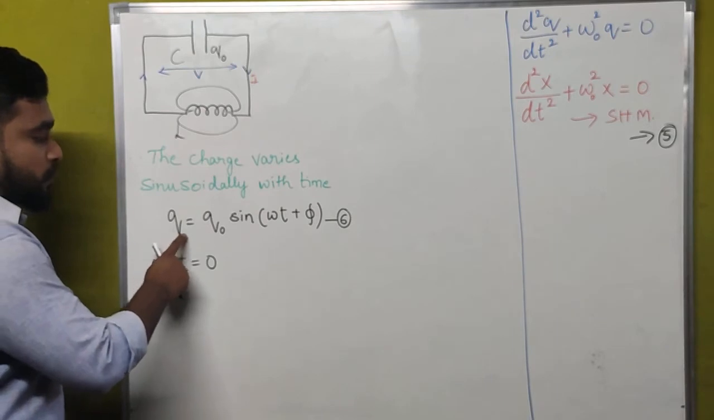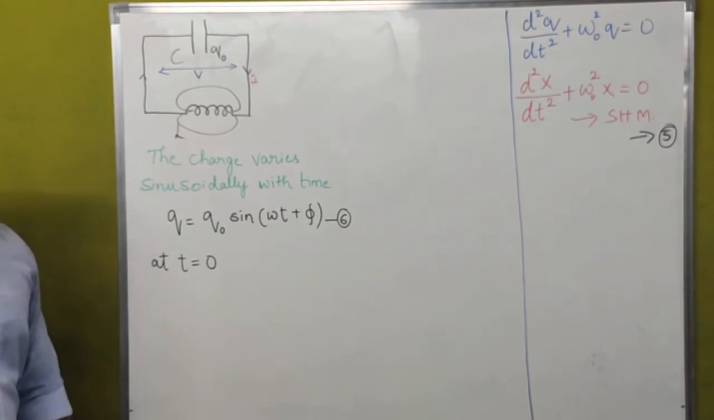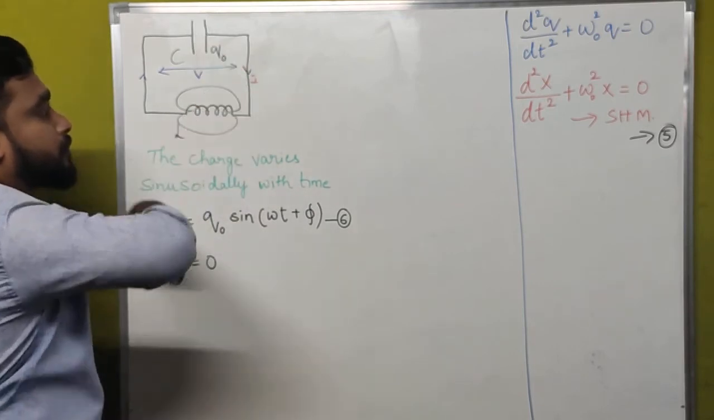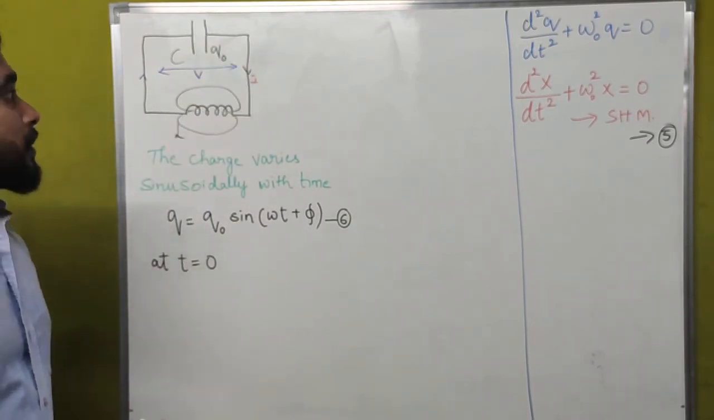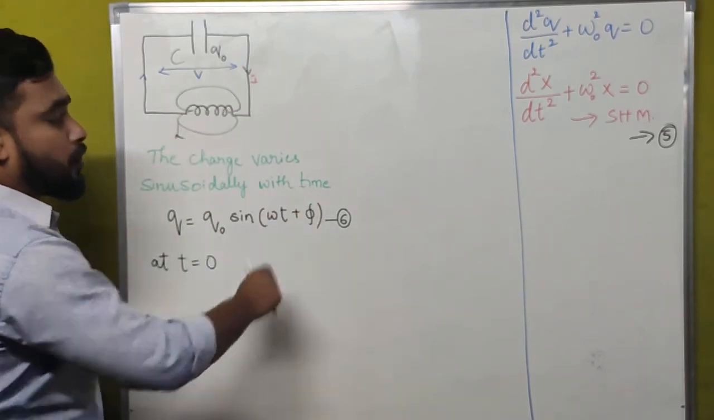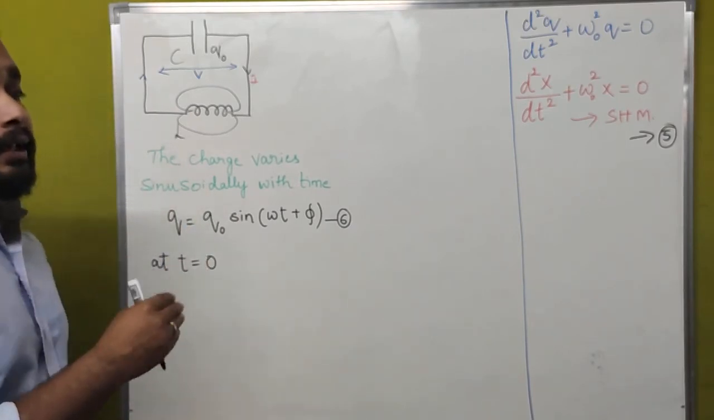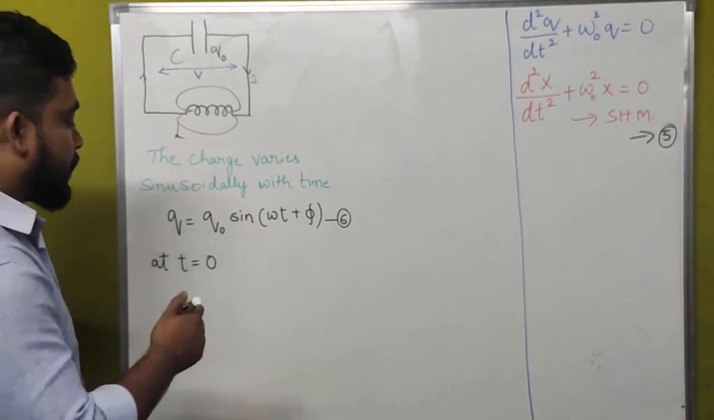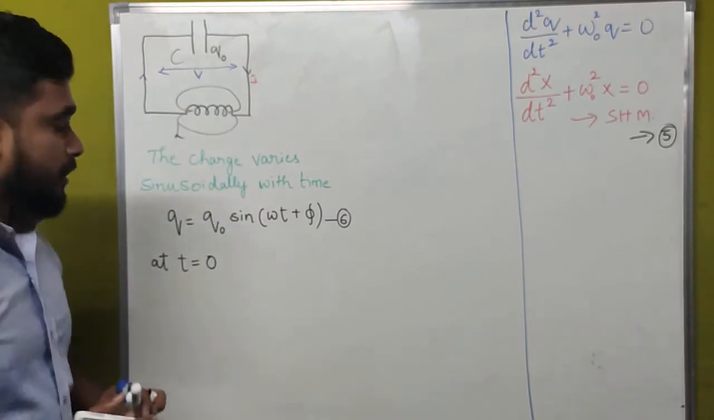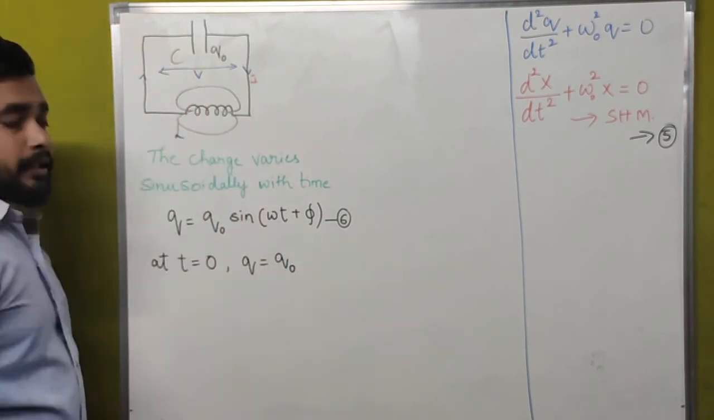Here we have Q is equal to Q naught sin omega t plus phi, as the charge varies sinusoidally with respect to time. Once an inductor is connected to a capacitor, the charges start to flow from the capacitor to the inductor, and while discharging, the charges vary sinusoidally with respect to time. Before connecting an inductor to the capacitor, we have time t equal to 0. There is no loss of charge inside the capacitor, so we get the maximum charge inside the capacitor.